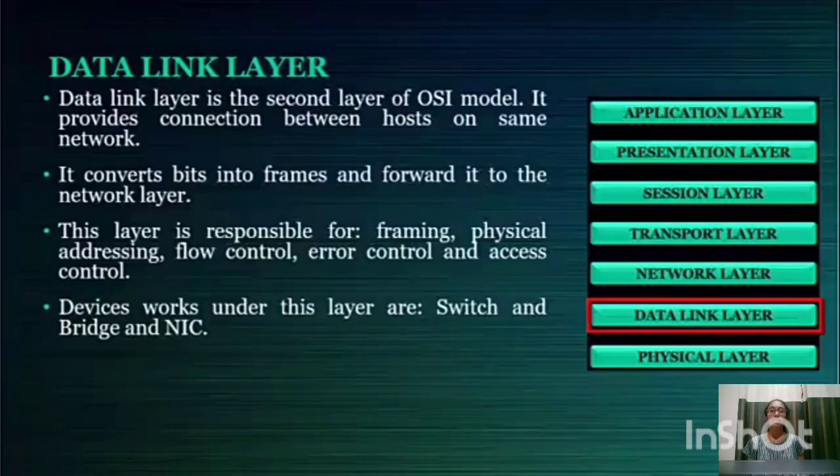Second, it's the data link layer. The data link layer is the second layer of the OSI model. It provides a connection between hosts on some networks, and it converts bits into frames and forwards them to the network layer. This layer is responsible for framing, physical addressing, flow control, error control and access control. The devices that work under this layer are switches, bridges, and NIC.